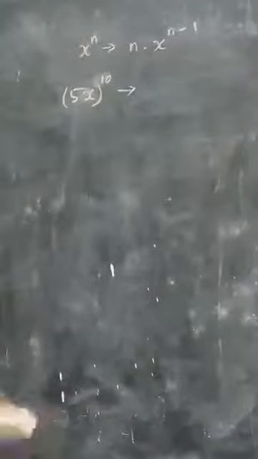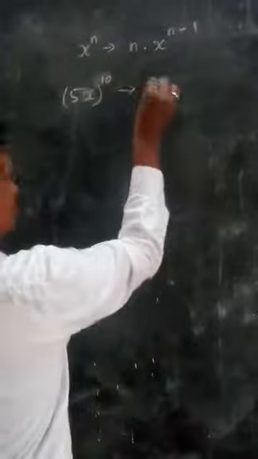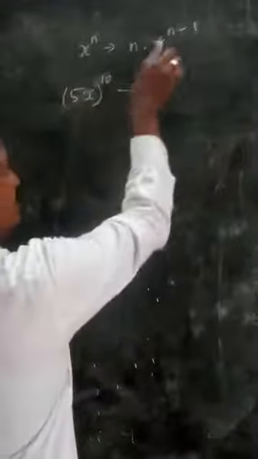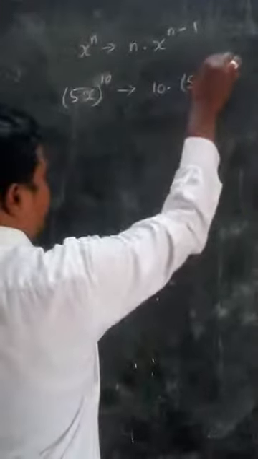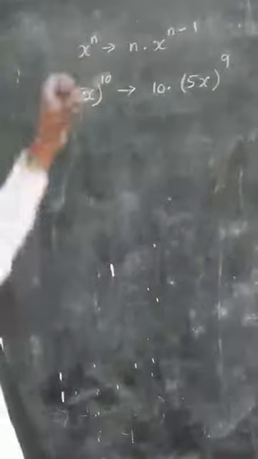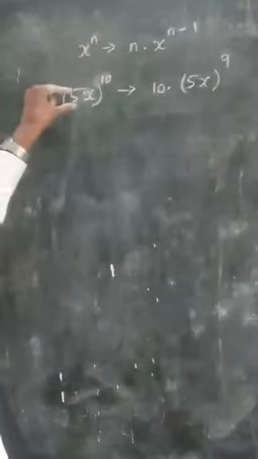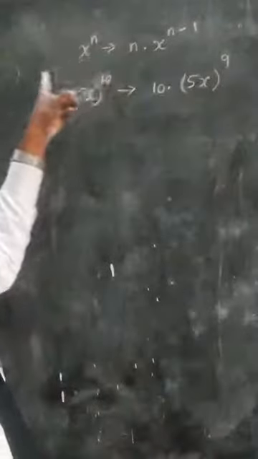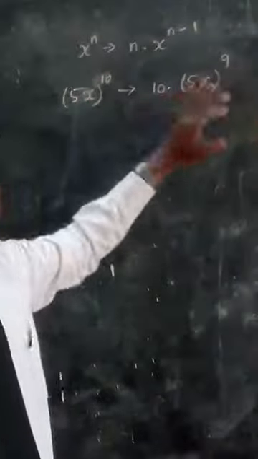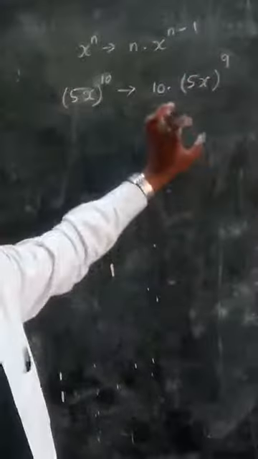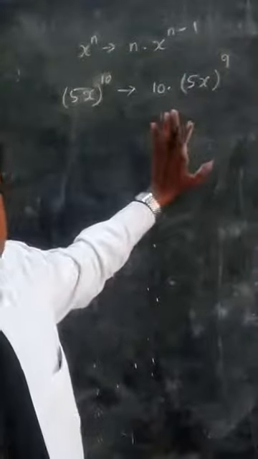So apply the formula now. What happens? The power comes to the front. 10 into 5x to the power of n minus 1. So 5x to the power of 9. So imagine this formula in my mind. I have written the answer for this: bringing the power to the front, reducing the power by 1. This is the answer. Suppose I say this is the final answer, it is wrong.